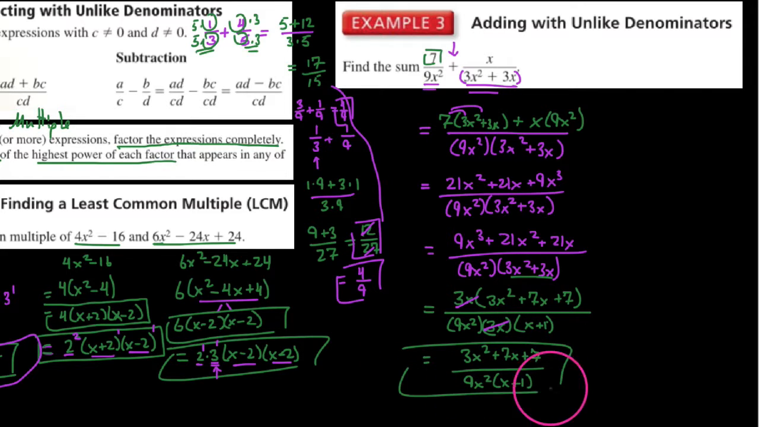So one thing that we want to make sure we do is restrict the domain if necessary. I notice that in the denominator here, 9x squared equals 0 if x equals 0. So we better not allow x to equal 0. And I notice that x plus 1 equals 0 if x equals negative 1. So we're going to restrict those from the domain.